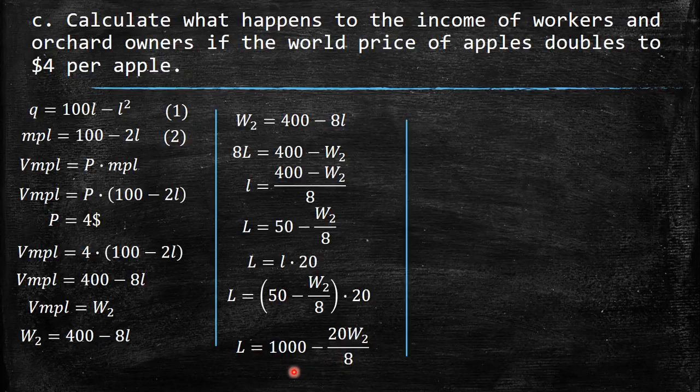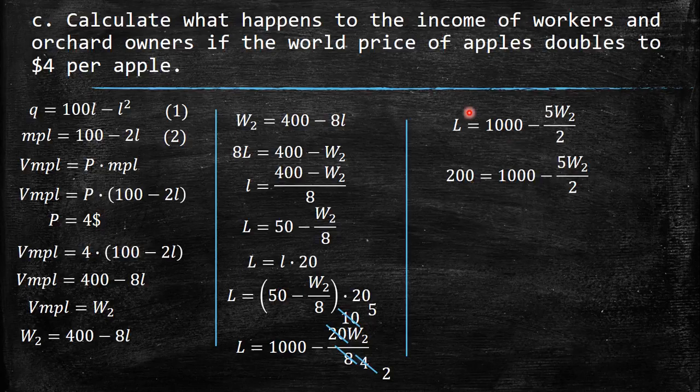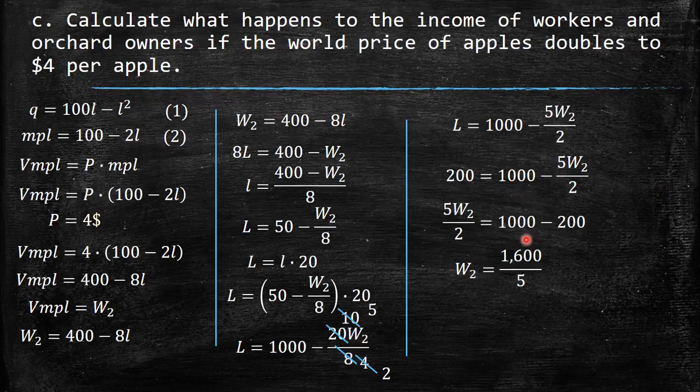We can cancel out: we can divide these by 2, so then we have 10 and 4, another time by 2, then we have 5 and 2. Then as a consequence, this is the market labor demand. With this information, we can replace the number of workers, which is 200, and we solve for wage. Then we move this expression, which is with minus, to the other side with a positive sign, and then 1000 minus 200.